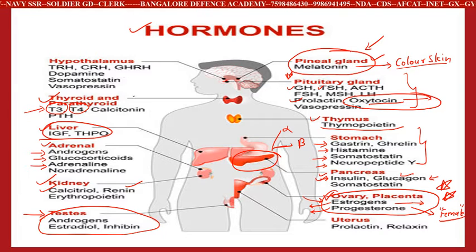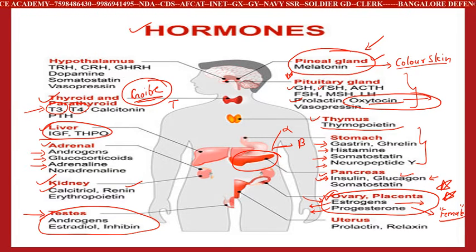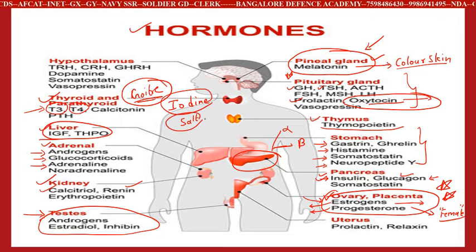If there is a malfunction of the thyroid gland, there may be a disease called goiter. In order to prevent this, our body requires iodine. So iodine is mixed in salt to prevent this disease called goiter. They may ask you this question in the examination. Next you have the hypothalamus, which secretes TRH, growth regulating hormone, dopamine, somatostatin, and vasopressin.